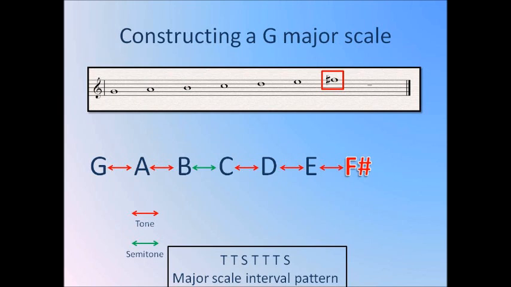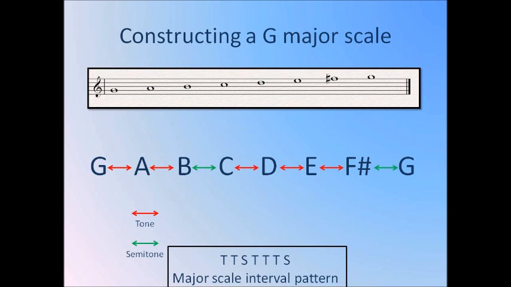Finally, we move up the last semitone step to arrive back at our root note, the G. We now have our complete major scale in the key of G, which is made up of the notes G, A, B, C, D, E, F sharp and G.